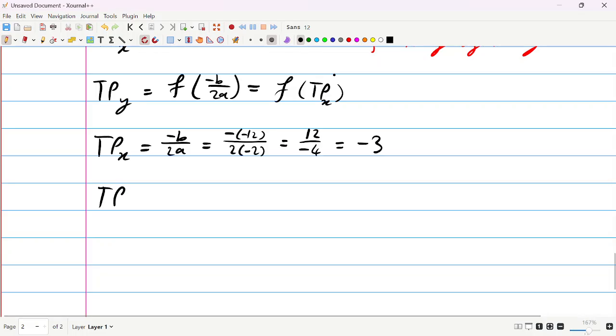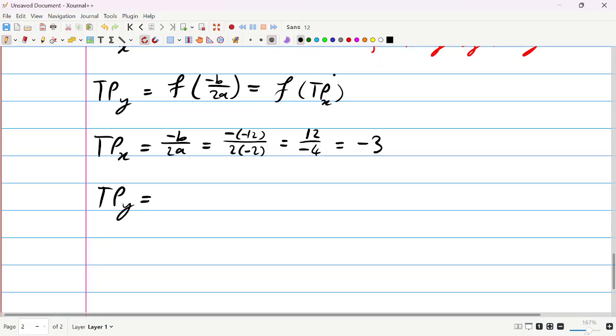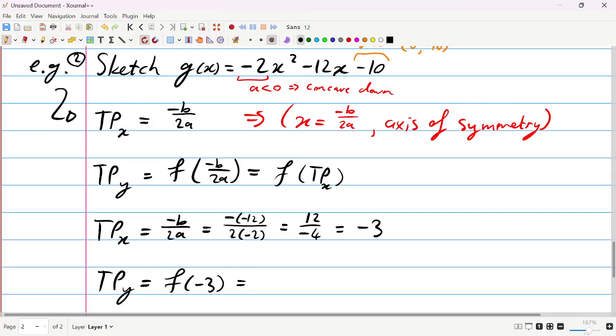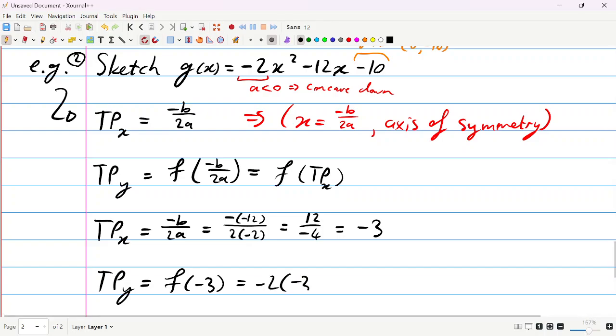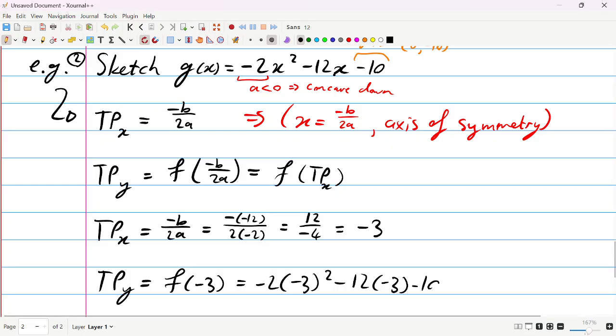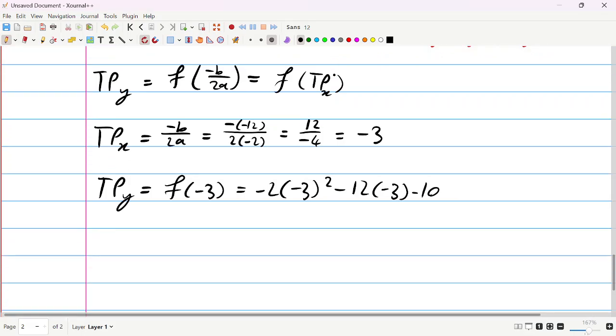And to find turning point y, all we need to do is just say the function of turning point x, which is negative 3. And then that is essentially just going to be what? It's going to be where we plug in negative 3 into the function. So negative 2 into negative 3 all squared minus 12 into negative 3 minus 10. And then we just solve from here.